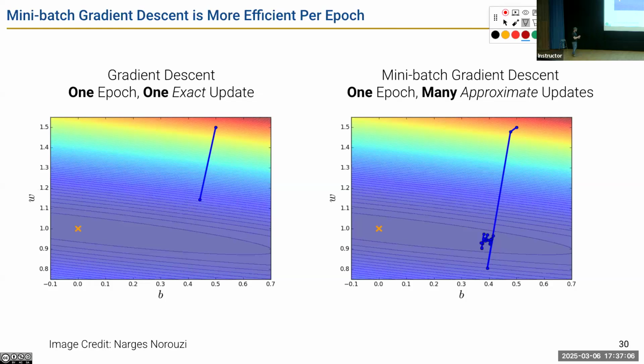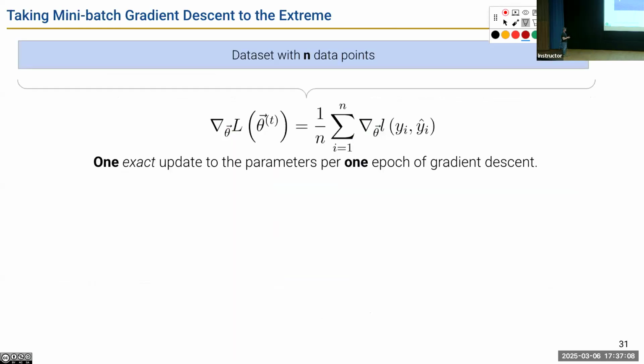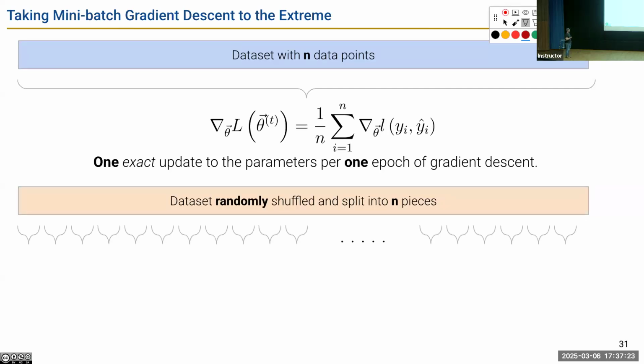So let's now take this to an extreme. What is the smallest possible batch size? We'd worked with a batch size of n over 2. What if we kept chopping our data set up and got the smallest possible batch? We couldn't cut data points in half, but what if we randomly shuffle our data set and split it into n pieces, effectively just extracting each individual data point?